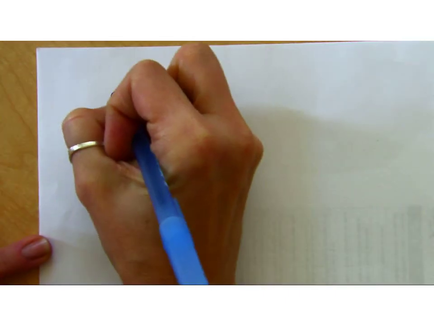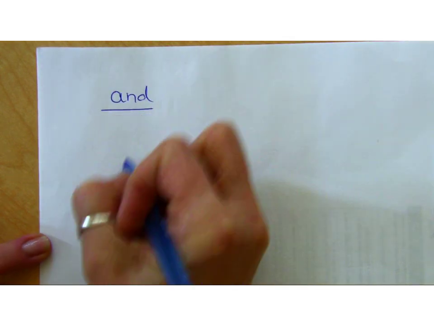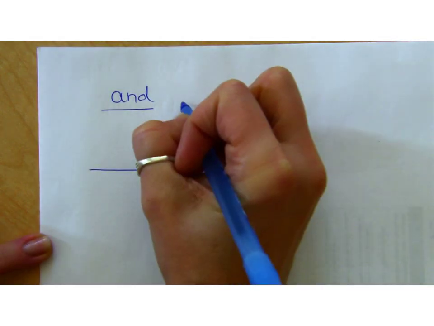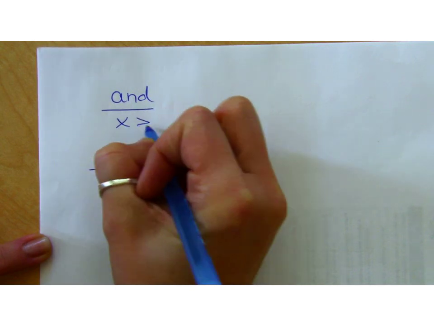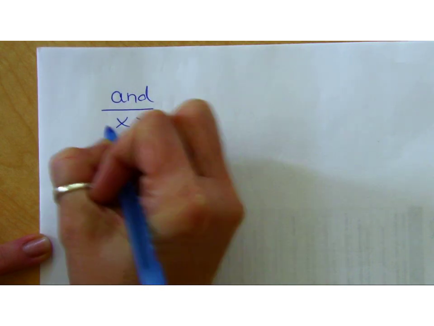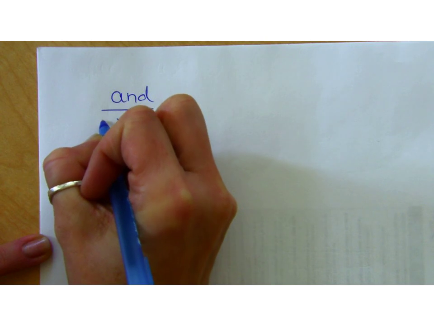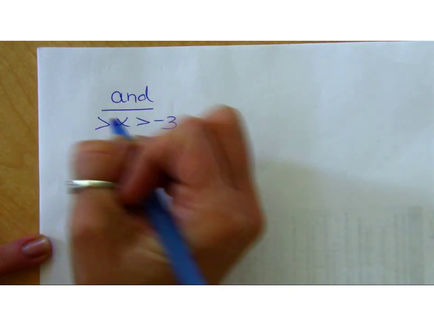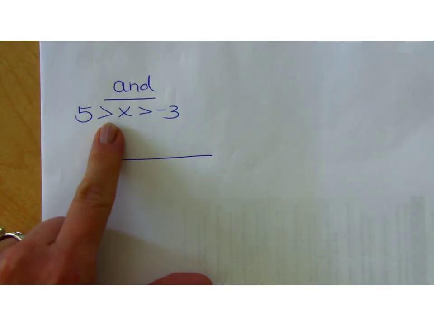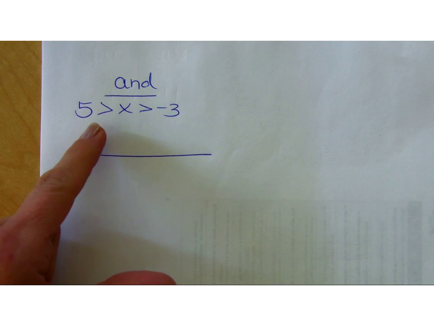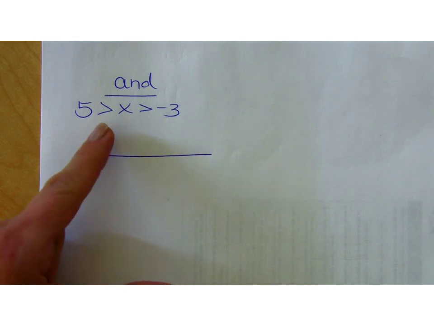We've solved "and" or "or" inequalities before, right? And when we solved "and" inequalities, they were written something like this: X is greater than -3, but less than 5. I know it looks like a greater than symbol, but I read it from the X.